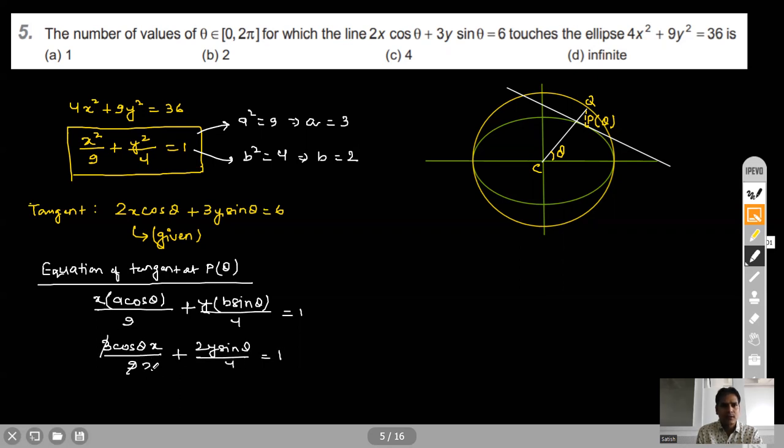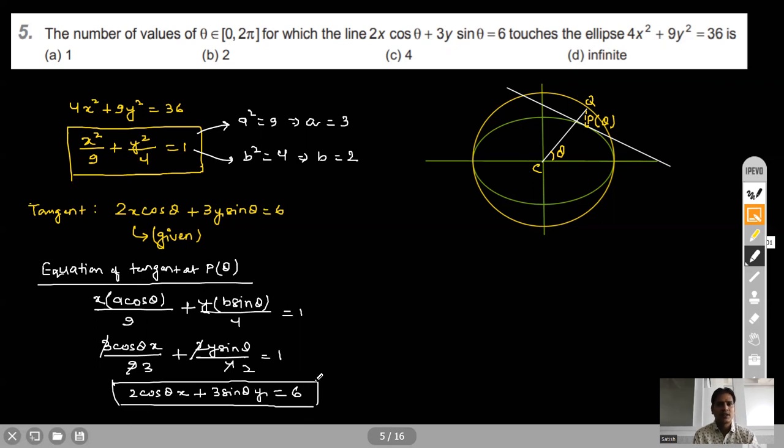Now this will be 3 times, this will be 2 times, so the LCM will be 6. So 2 cos theta x plus 3 sine theta y, check the calculation, equal to 6. So we got this equation: 2x cos theta plus 3y sine theta equal to 6. Now, this is the same as what is given in the question.